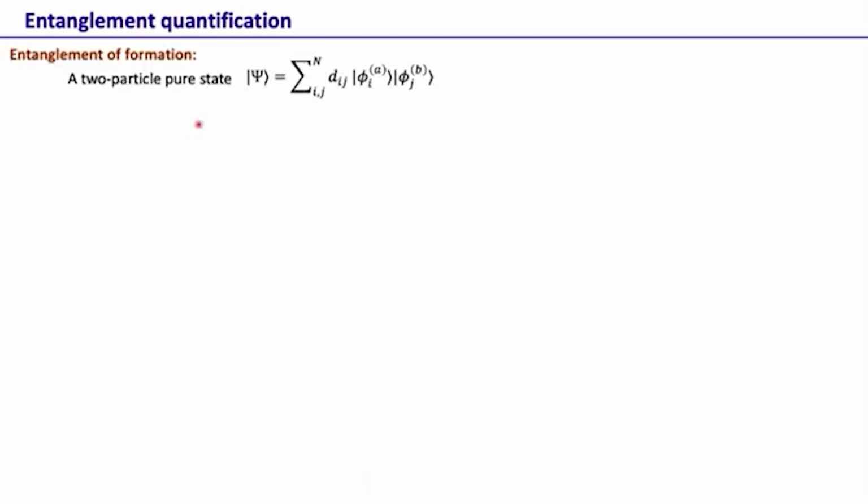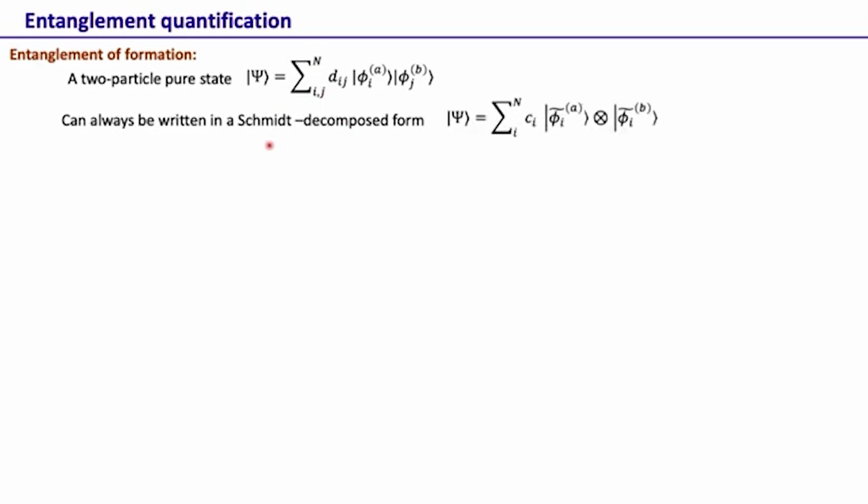So we have a two particle pure state. Let's first define the entanglement of formation for a two particle pure state. In general we can write it like this, in n dimensions. Now such a state can always be written in what's called the Schmidt decomposed form. Here we have a two dimensional summation, and this can always be written as a one dimensional summation. Of course, we'll have to find a new basis.